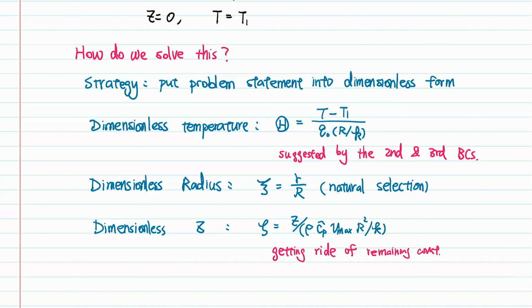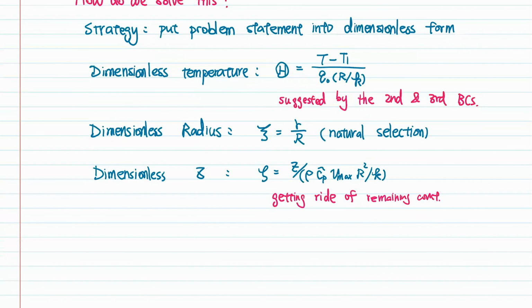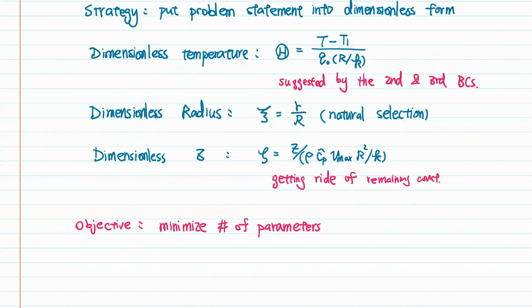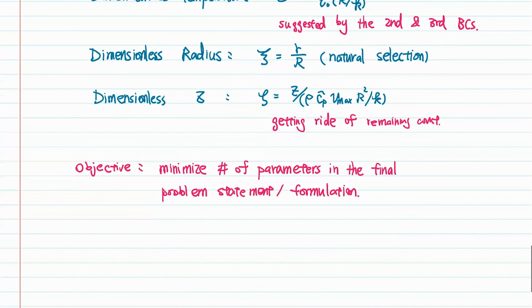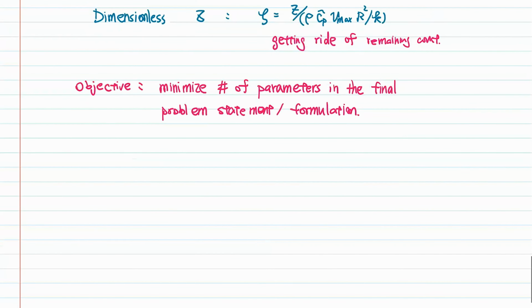Okay, so why are we doing this? What is the objective? The objective of doing the dimensionless form is to minimize the number of parameters in the final problem statement. Okay, so if we do that, what happens is the following.